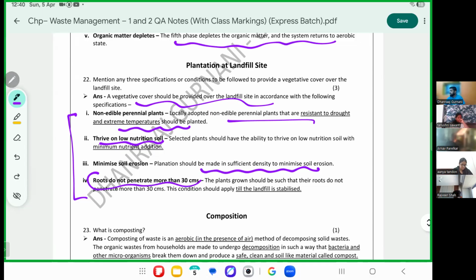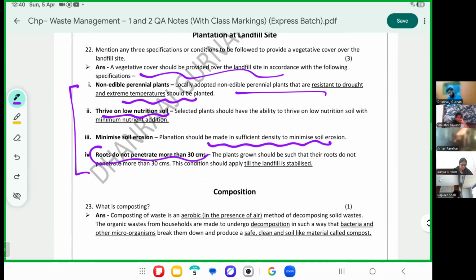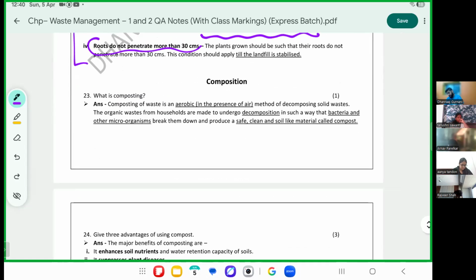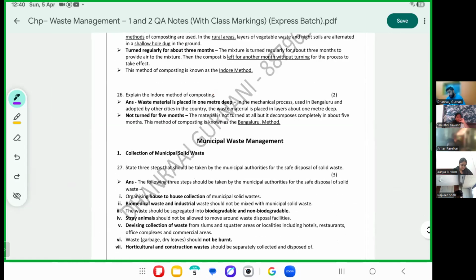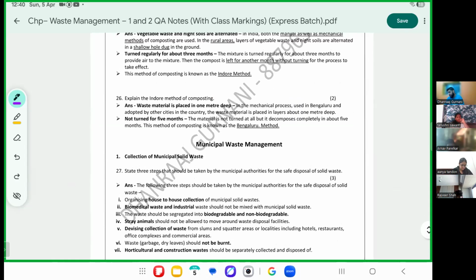Are there any examples of plants? No. Composting. This is composting.